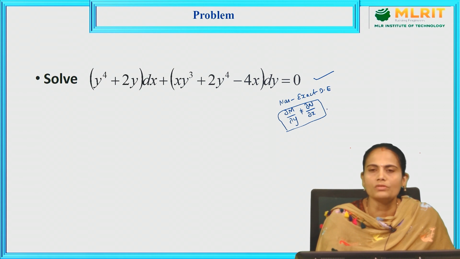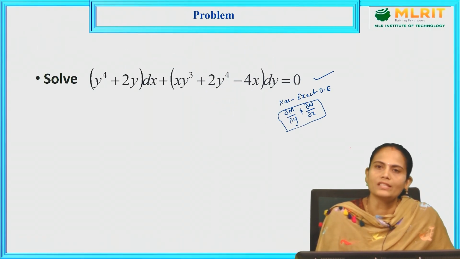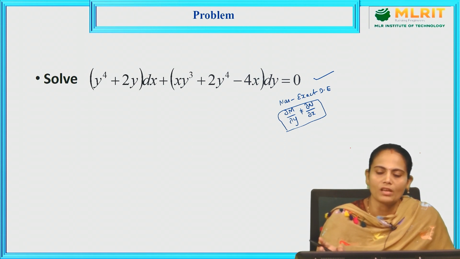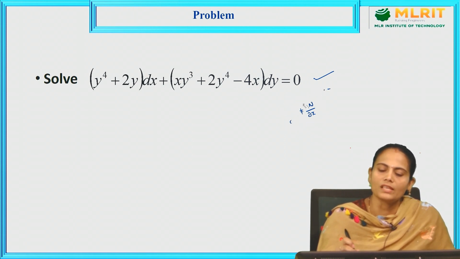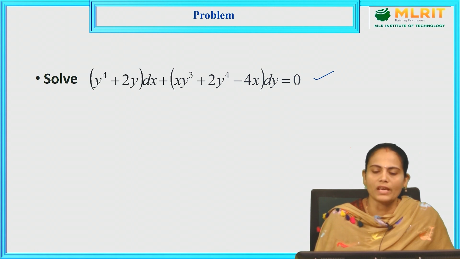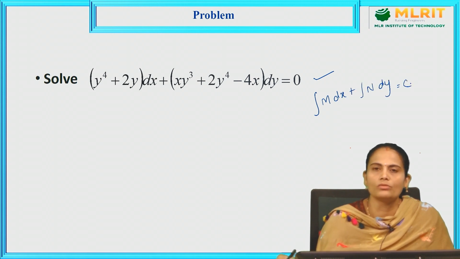Why are we using an integrating factor? By using an integrating factor, the differential equation is converted to an exact differential equation. How can we convert the non-exact to the exact? By multiplying the integrating factor with the non-exact differential equation. After reducing to the exact differential equation, we have to find the general solution. The formula to find the general solution of an exact differential equation is integral M dx plus integral N dy is equal to c.